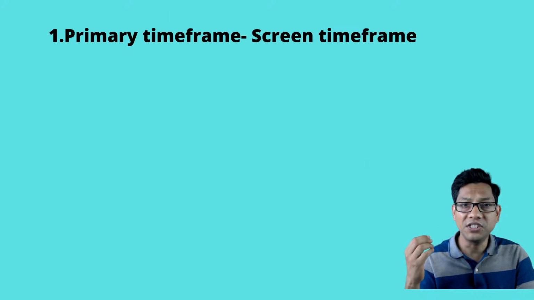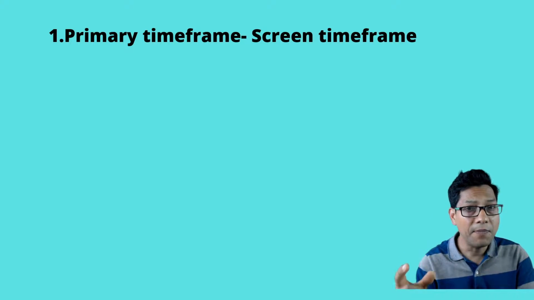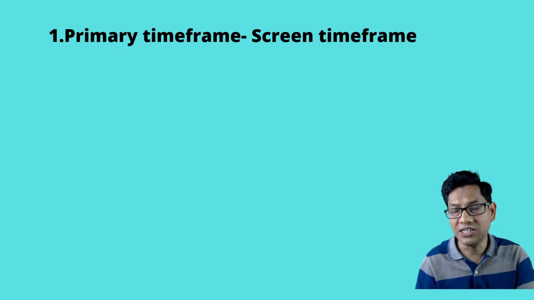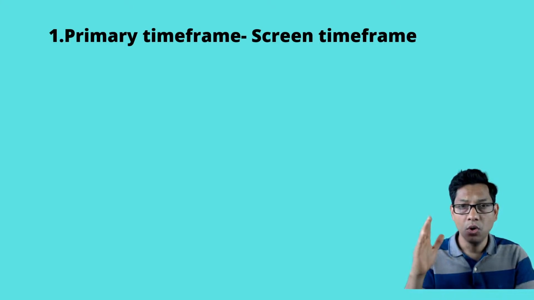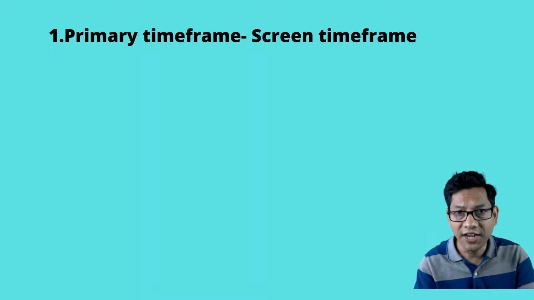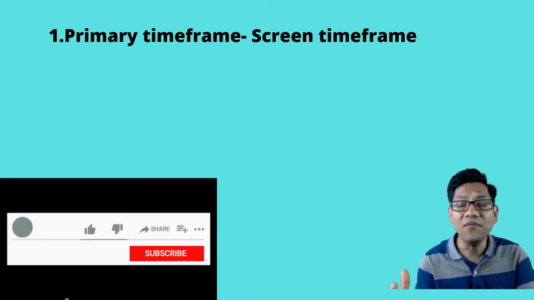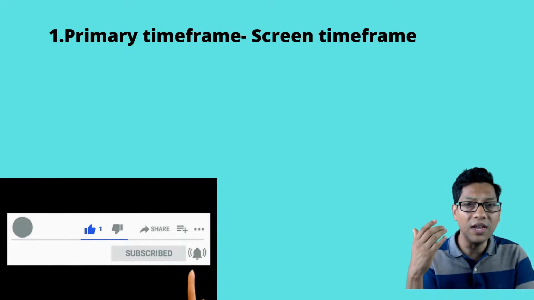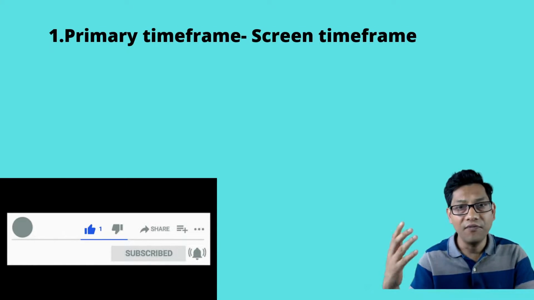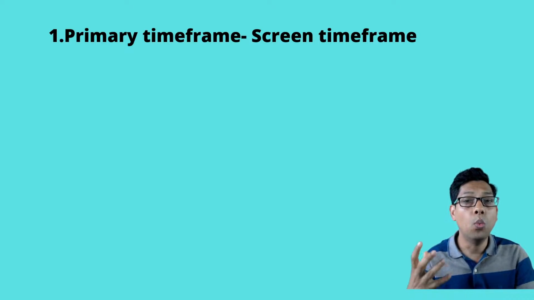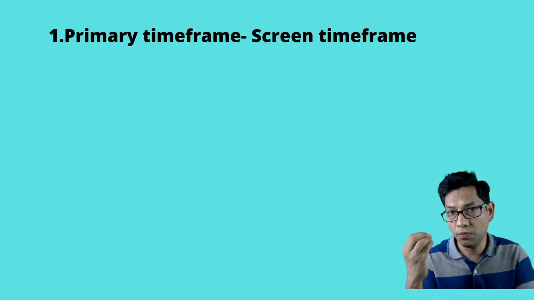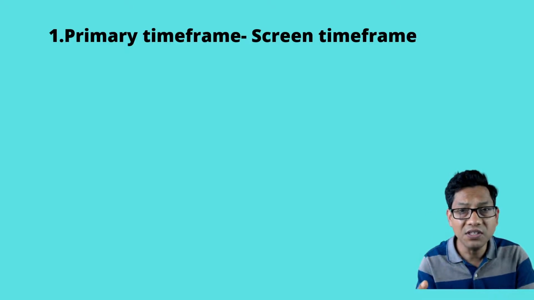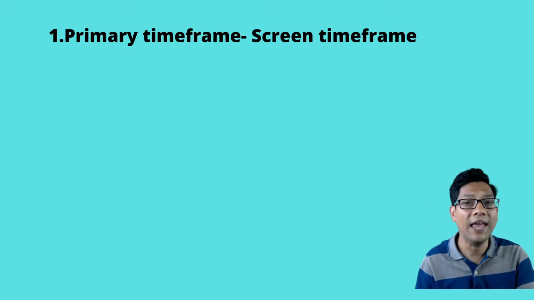So the first thing is the primary time frame. What does it mean? Remember, when you are trading, when you're opening your chart, which time frame will you be looking at? You will be looking at 5 minutes, 10 minutes, 15 minutes, 1 hour. What is the time frame that you will be looking at? This is the first question you need to answer.